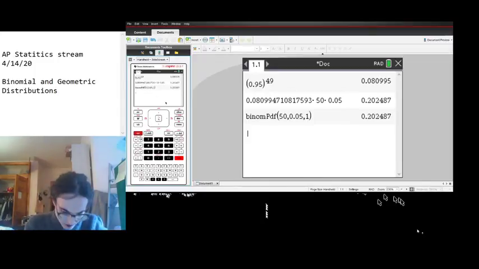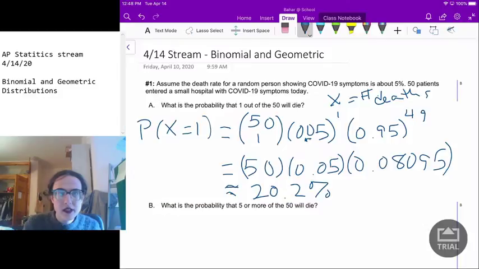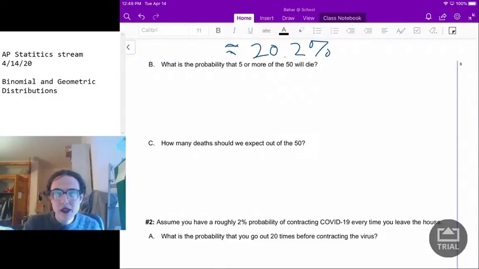20.2487%. Okay, remember, anytime you're looking at one very specific value, that's the PDF, probability distribution function. So that's for X equals 1. All right, so now let's keep looking at this. Let's turn off the calculator, turn the window capture back on.